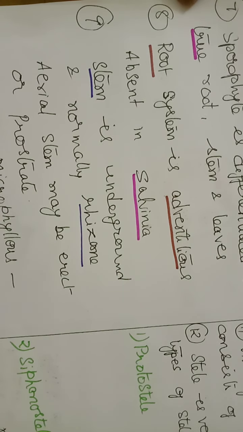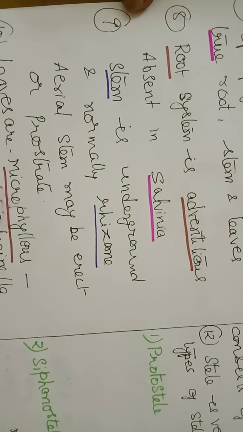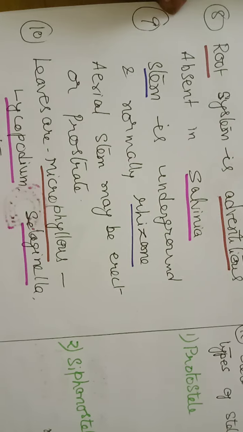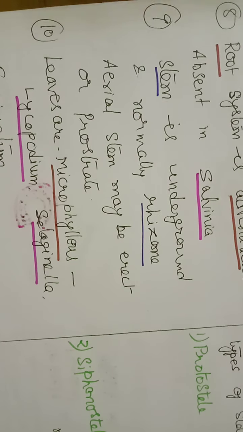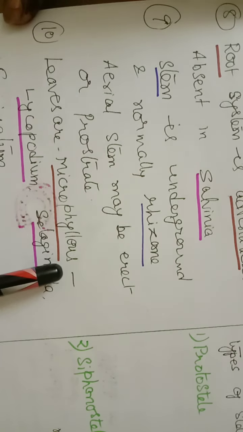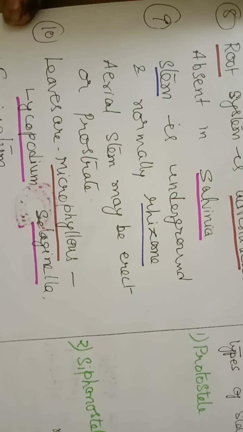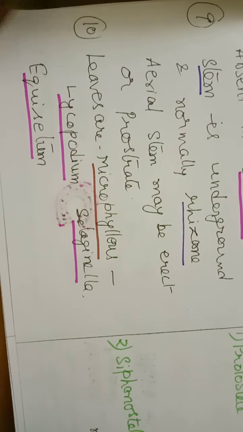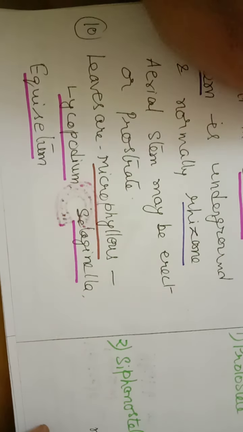Aerial stems are present. They may be prostrate generally. Prostrate are those which grow horizontally. Some may be even erect also, which grow vertically. So both prostrate and erect aerial stems are present. Leaves are microphyllous leaves. Microphyllous means very small sized leaves, like we find in Lycopodium, Selaginella and Equisetum. They show microphyllous leaves.